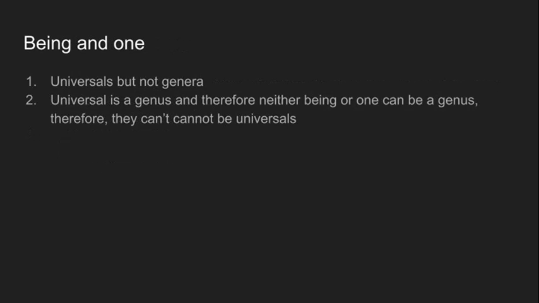And then finally, Ockham addresses a quick objection, which is that maybe being and one count as universals, because everything that exists, exists, and everything that exists is also singular. So the objection goes that these are universals, but they're not genera. But Ockham says a universal is a genus, and therefore neither one nor being can be a genus, and therefore they can't be universals.